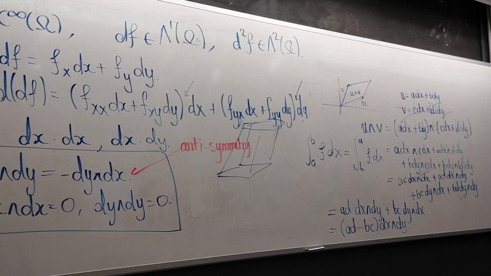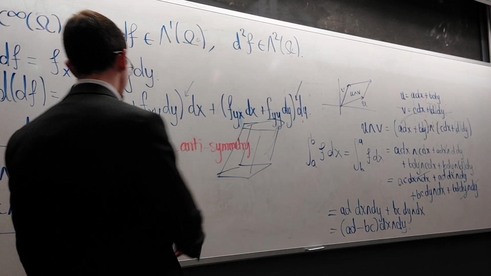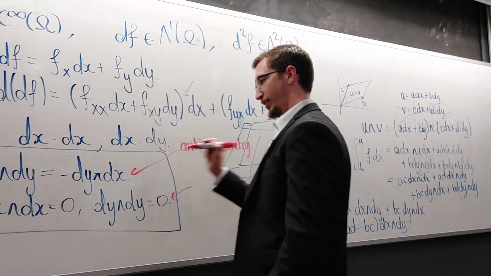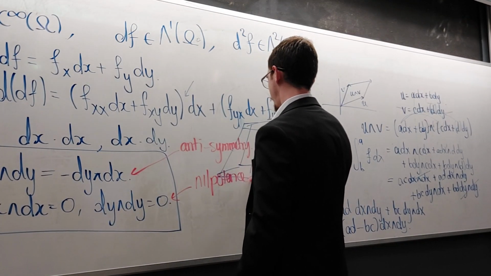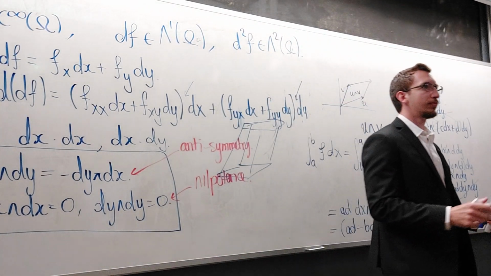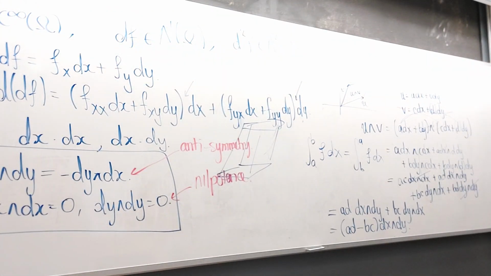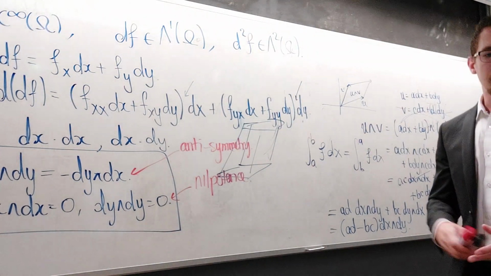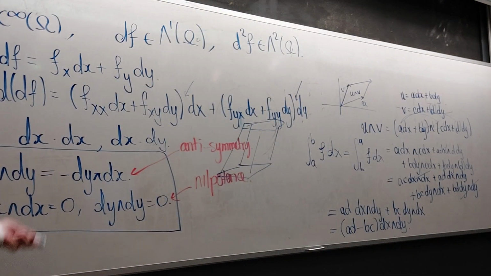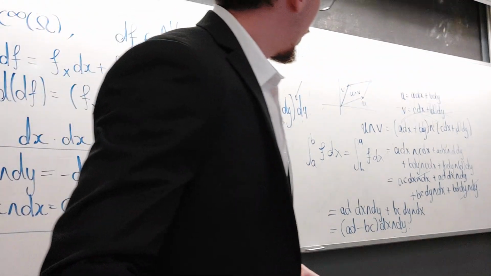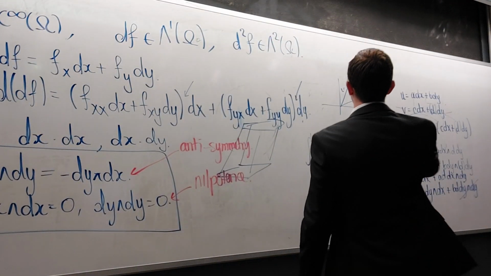So I'm always going to say this is anti-symmetry. This one I'm going to use an even scarier word, but it literally just means this. It means nil. The word is nilpotence. Okay. You will get used to it. So when I say by the nilpotence property, I mean when you square something, it vanishes. Okay, let's look at another example.